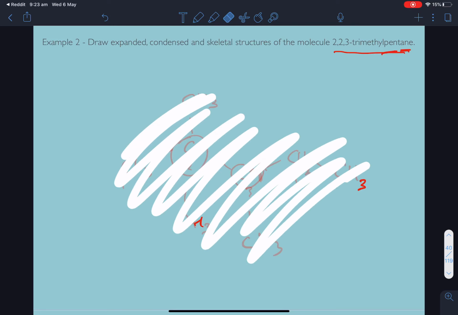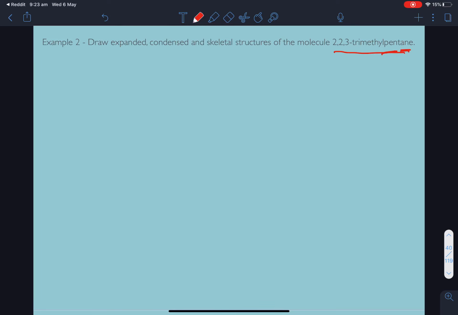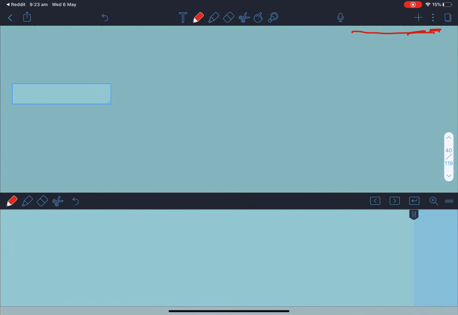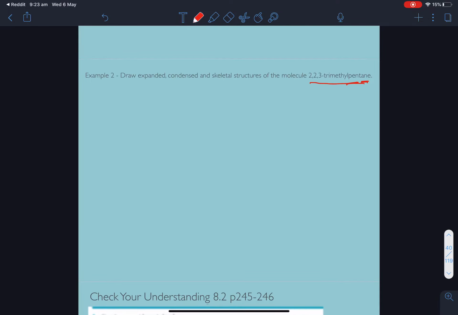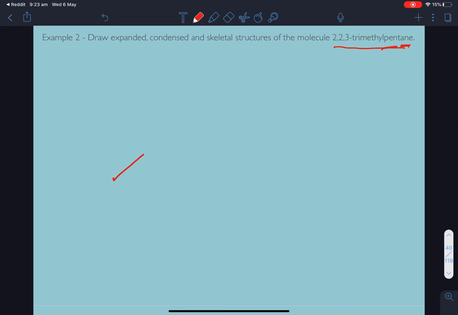Let's do a skeletal one, because it's fun. I've got my pentane backbone. So 1 carbon, 2, 3, 4, 5. There's my carbon backbone. Don't worry about the hydrogens in the skeletal. I have 2 methyls on the 2, and I've got a methyl on the 3. And that's my molecule. That's not very straight. That's a bit better. Skeletal structures save time, but they're a little bit harder to comprehend.